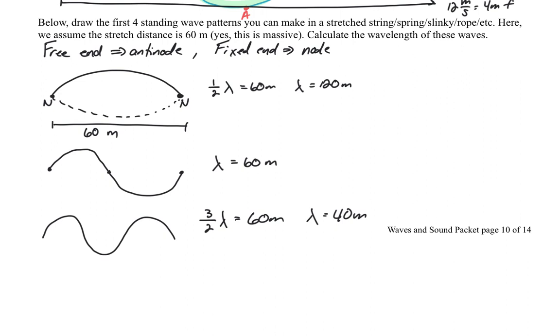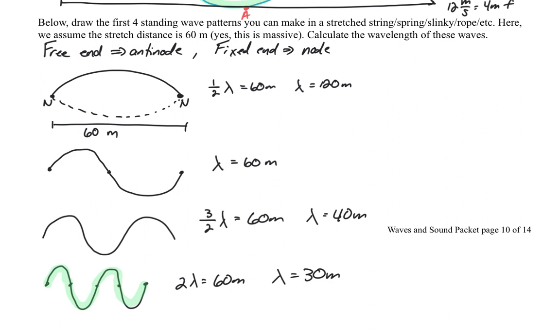I'm going to go ahead and do my 4 loops. 1, 2, 3, 4. And I can see now I've got 1, 2, 3, 4, 5 nodes. And if I look at how many wavelengths I have, I have half a wavelength, then 1 wavelength, 1.5 wavelengths, and then 2 wavelengths. So I increased by another half of a wavelength. So I get 4 halves of lambda, or 2 lambda, is equal to 60 meters. So lambda must be equal to 30 meters.